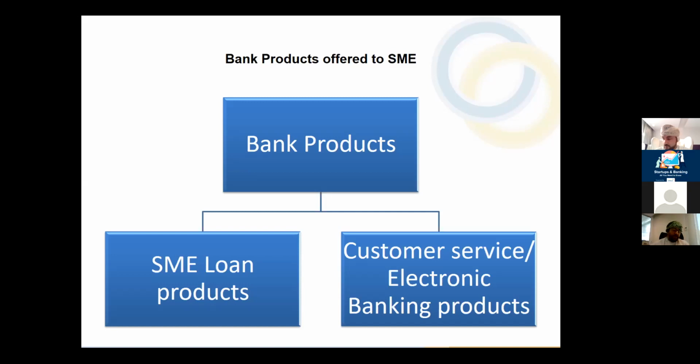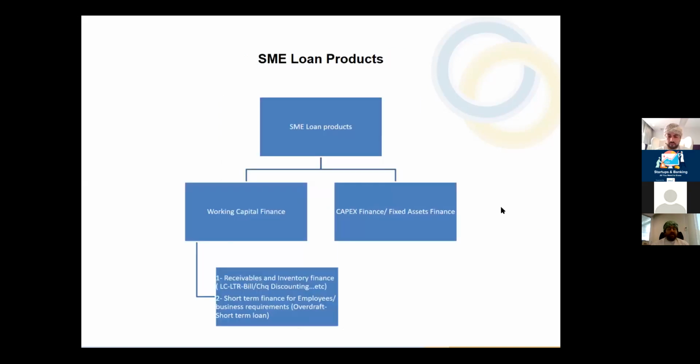Comes the SME loan product. I think this is what we're looking for, but the SME loan products are divided into two main categories. One is the working capital finance, and the other one is CapEx finance or the fixed asset finance. I'll touch base on the CapEx finance and the fixed asset finance. Although both of them look alike, they're quite different.